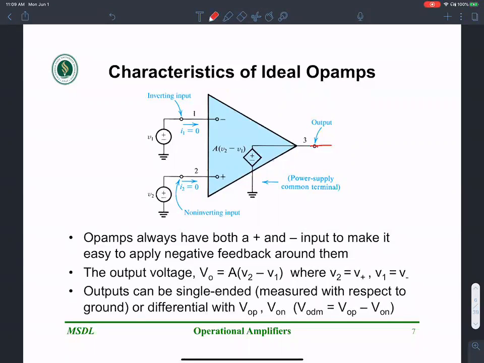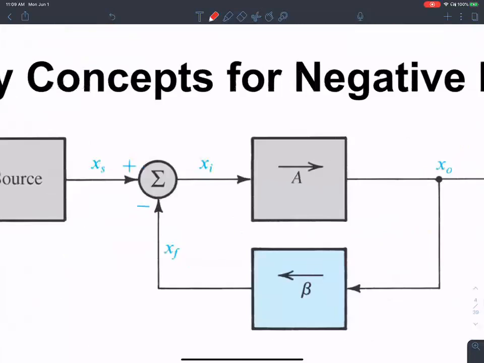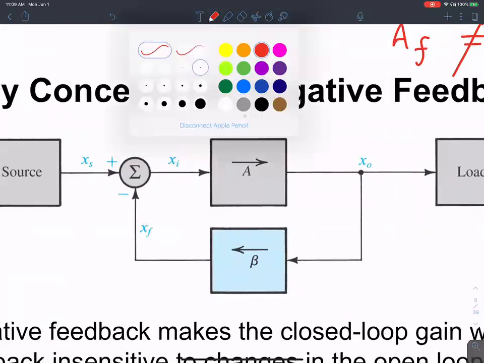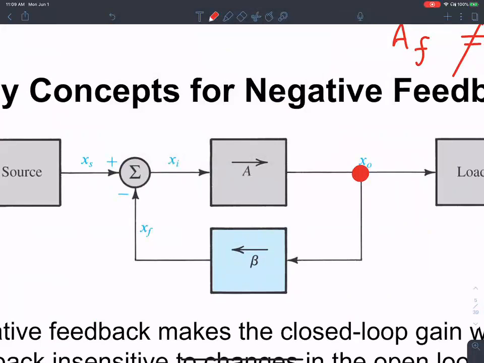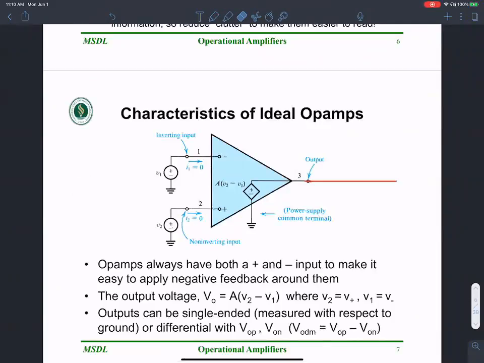Like I mentioned earlier, go back to the feedback configuration. The output is subtracted. Pay close attention to the fact that there's a negative term over here. It's subtracted from the excitation: Xi is going to be XS minus XF. That's the idea of negative feedback, the fact that you're subtracting. So that's exactly what we do when we want to apply negative feedback.